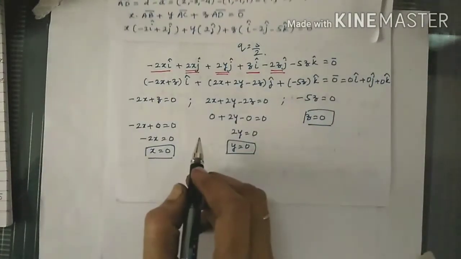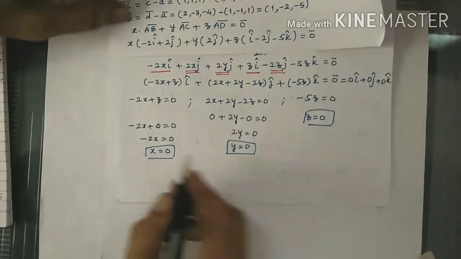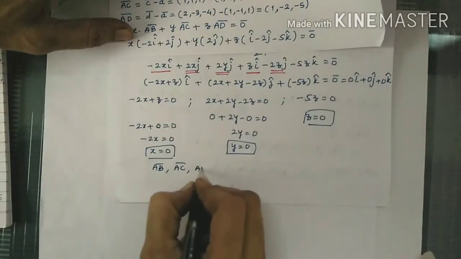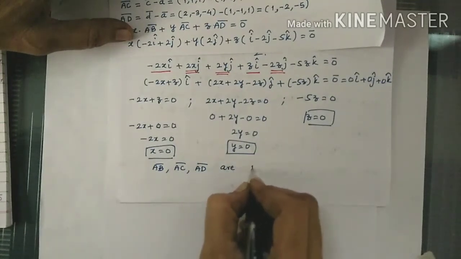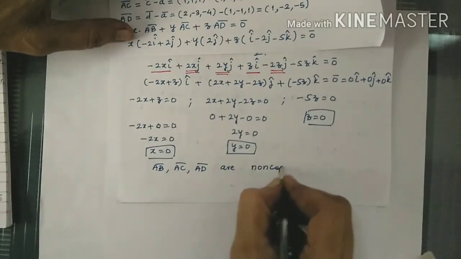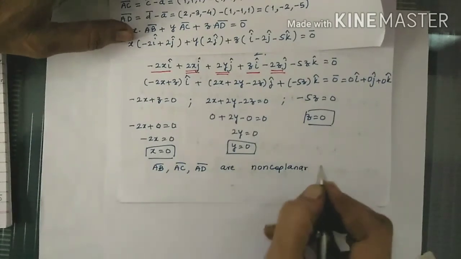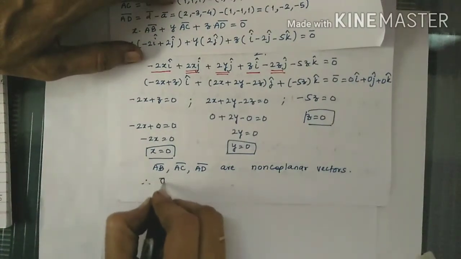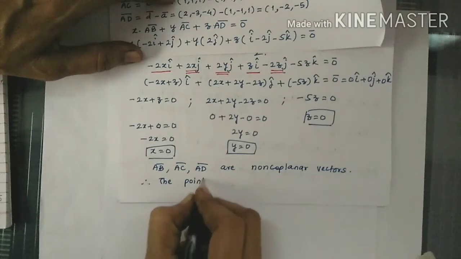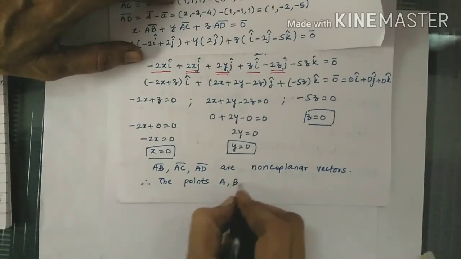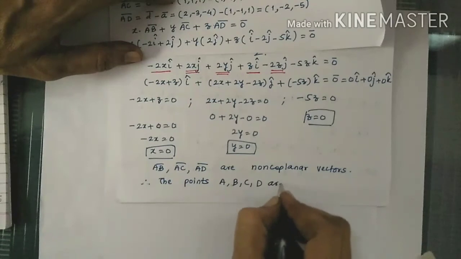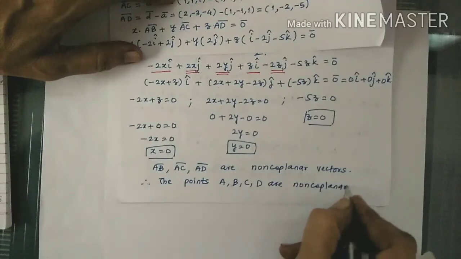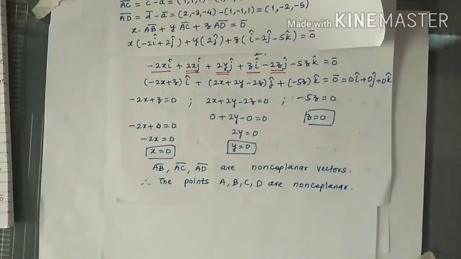Now here we have x, y and z as 0 values. That means AB bar, AC bar, AD bar are non-coplanar vectors. Now as the three vectors are non-coplanar, the points also are not coplanar. Therefore our conclusion is the points A, B, C and D are non-coplanar points. Okay, I hope you understood this.